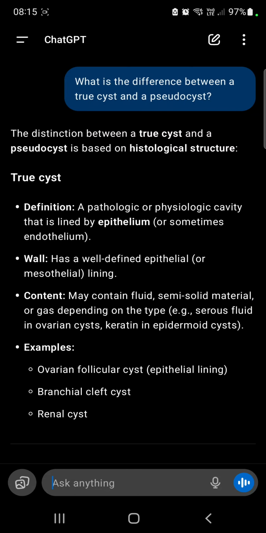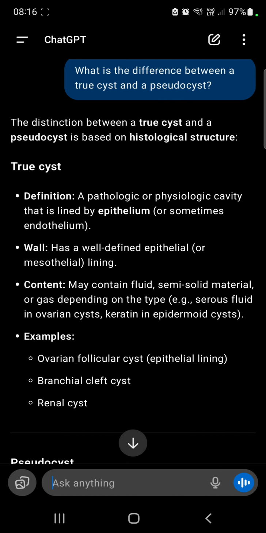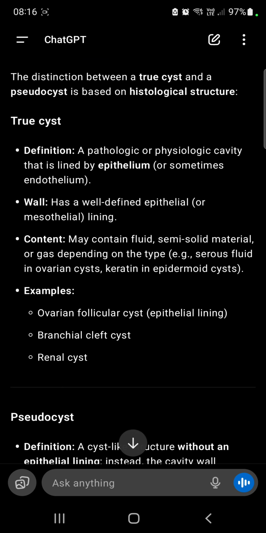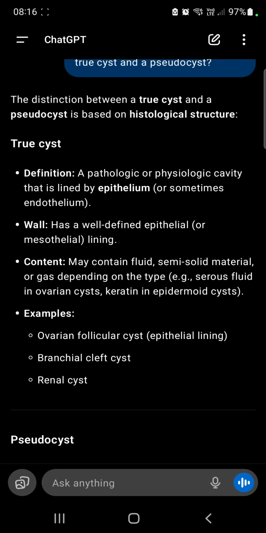Okay, so let's talk a little bit about the difference between a true cyst and a pseudocyst. Firstly, the true cyst. Maybe the most fundamental difference is the wall of the cyst. The wall of the true cyst is a real wall because it's true. It contains epithelium. Now, it's very important because if you have something with epithelium, you may undergo, for example, malignant transformation. So, a true cyst is a cavity that has something in it.